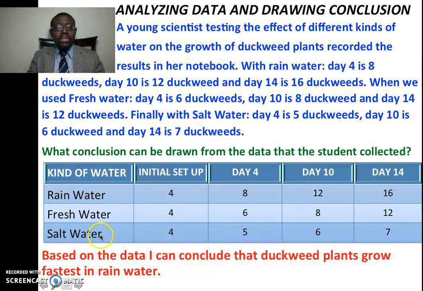What can we conclude? Based on the data, we can conclude that dark-wheat plants grow fastest in rainwater, because rainwater has the highest number of dark-wheats amongst all the other kinds of water. And the reason is rainwater has the right amount of the nitrogen, fertilizer, or nutrients that the dark-wheat needs to grow. So that's our conclusion.